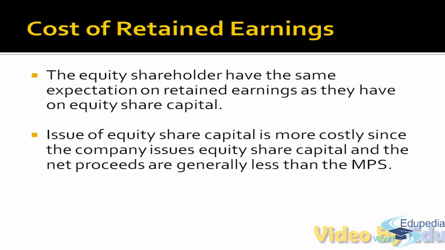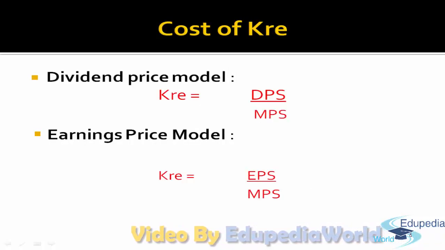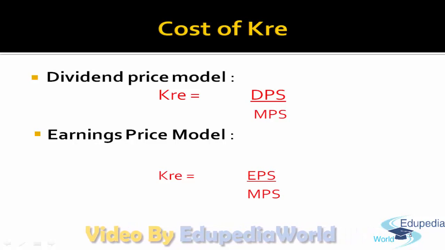There are various models because equity shareholders do not have any fixed expectations. Likewise, we are going to compute the cost of retained earnings. The only difference is that the denominator will always be the market value of the share. So whatever models we have studied to compute cost of equity, we are going to compute the cost of retained earnings in the same way.